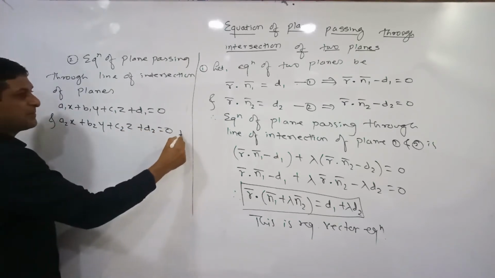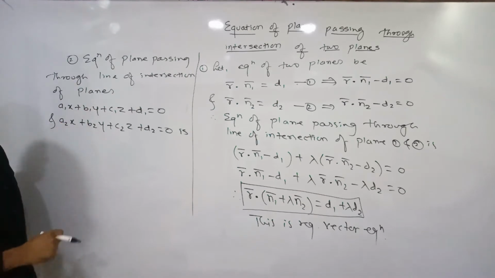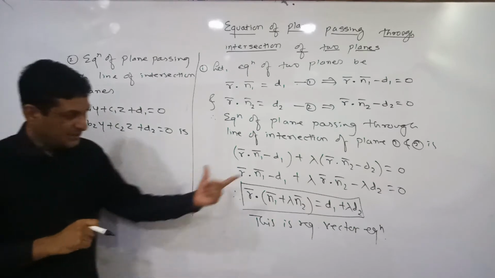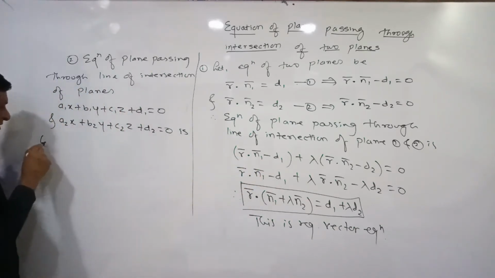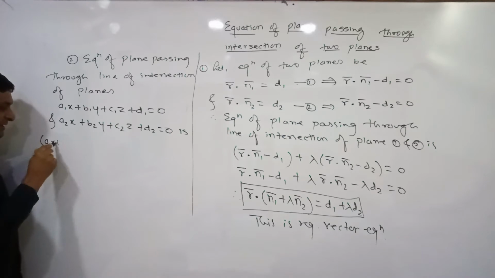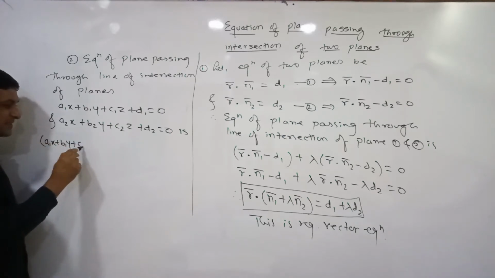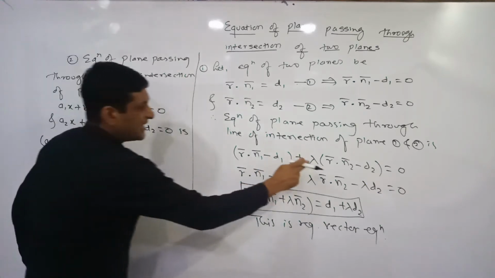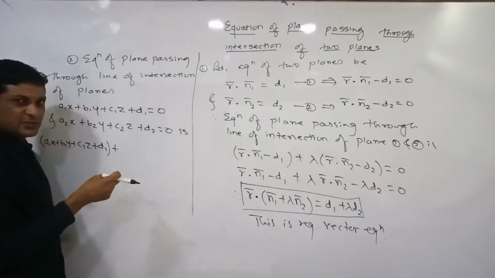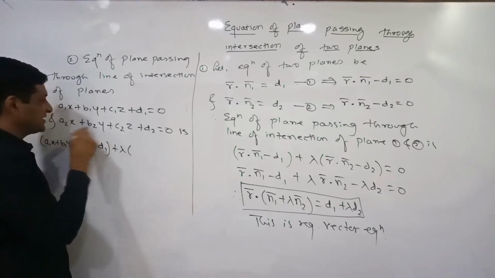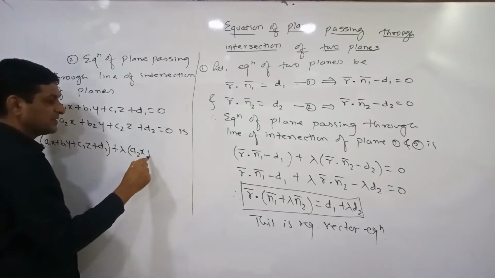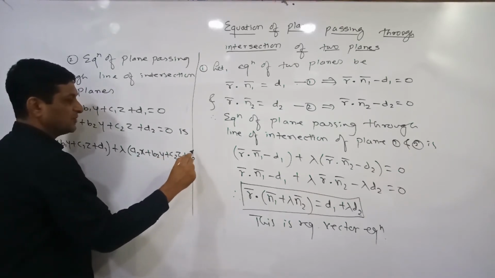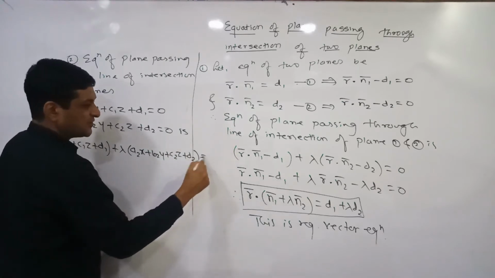So the equation of the plane passing through the line of intersection of these two planes, the same method we are applying here. In the first bracket write down the first equation. What is the first equation here? a1x plus b1y plus c1z plus d1, plus lambda into, in the second bracket write down the equation of the second plane, a2x plus b2y plus c2z plus d2, and on this side keep 0 as it is.